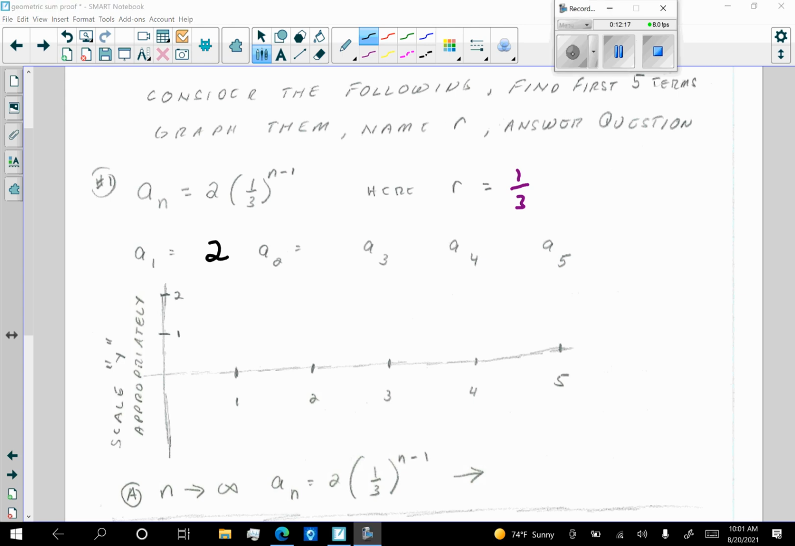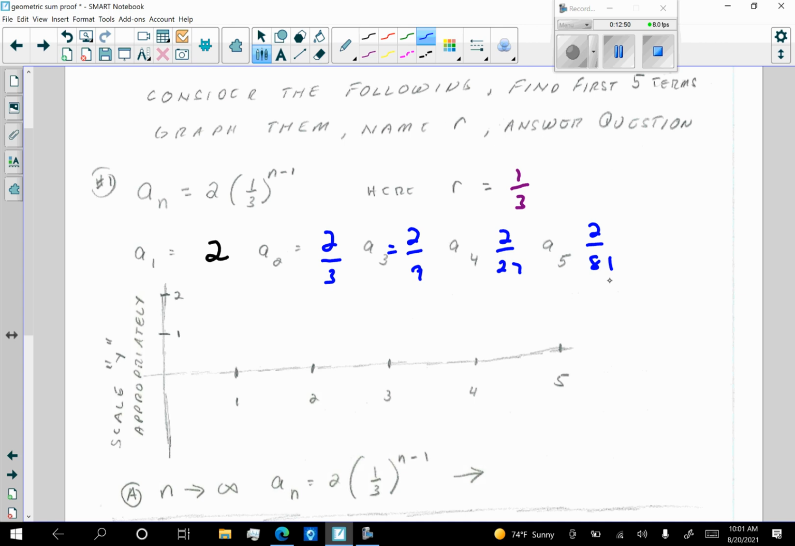So, as a fraction, Preston, what's 2/3? And if I believe Harrison, as I do, that the common ratio is 1/3, I can get the next terms pretty easily. 2/9, 2/27, 2/81. Okay?